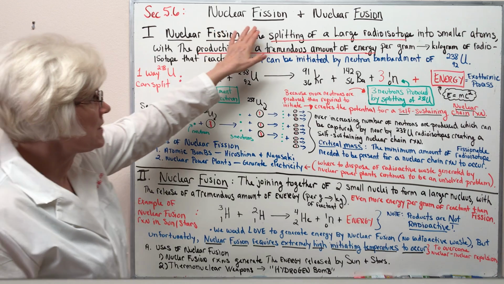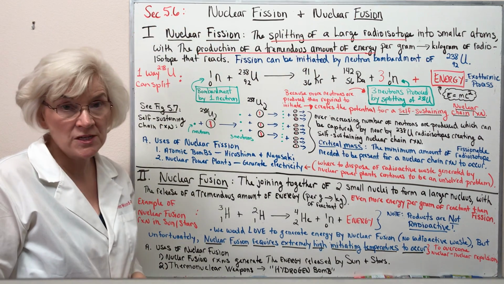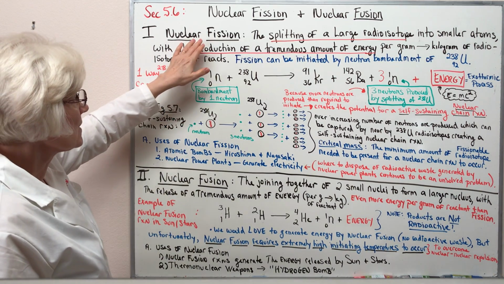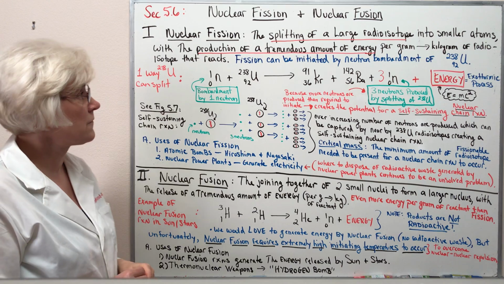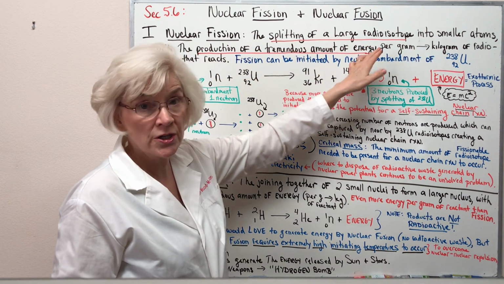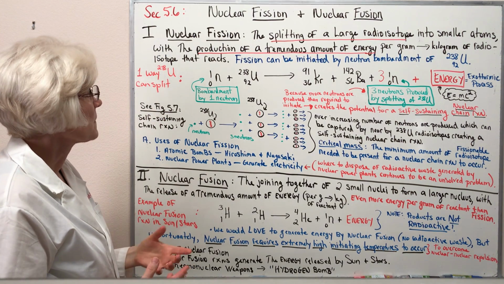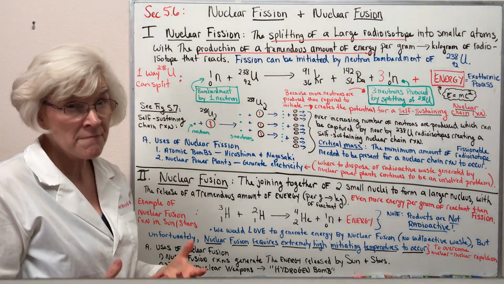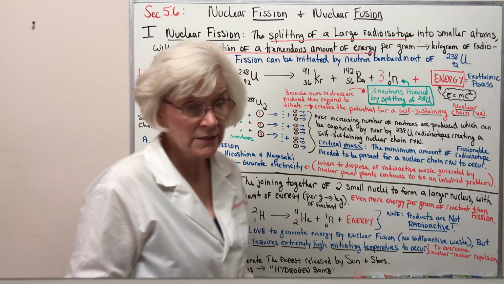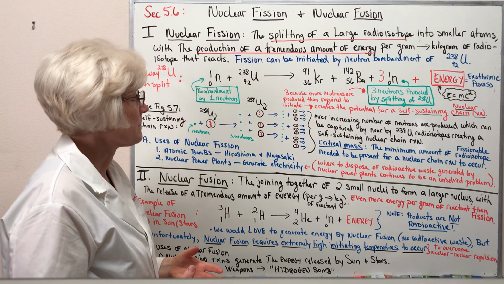So nuclear fission and nuclear fusion, this information is found in section 5.6 of your textbook. Let's take a look at nuclear fission first. Nuclear fission is the splitting of a large radioisotope into smaller atoms with the production of a tremendous amount of energy per gram to kilogram of radioisotope that reacts.